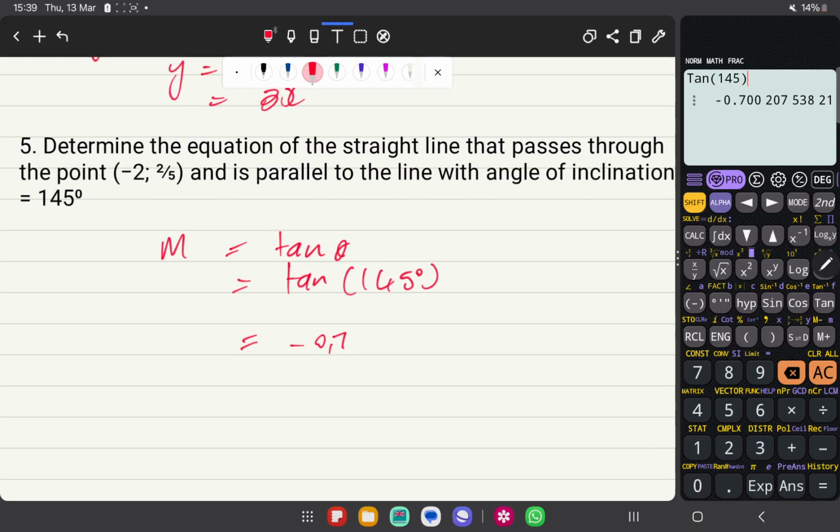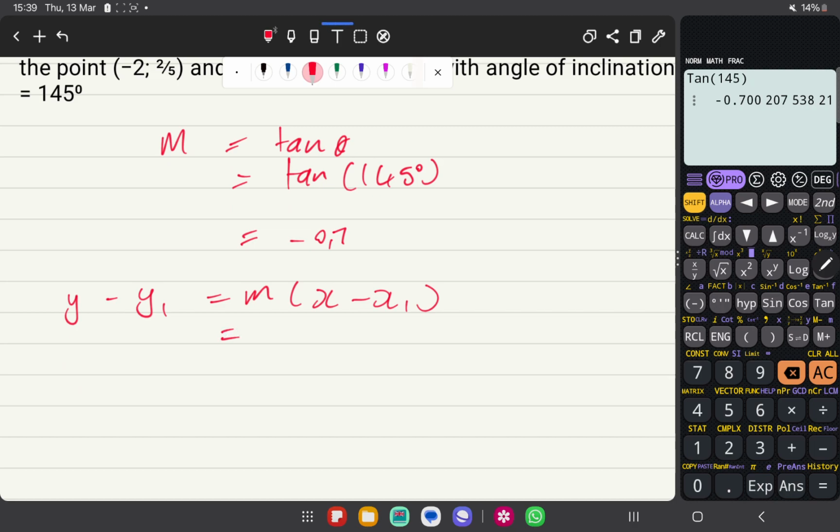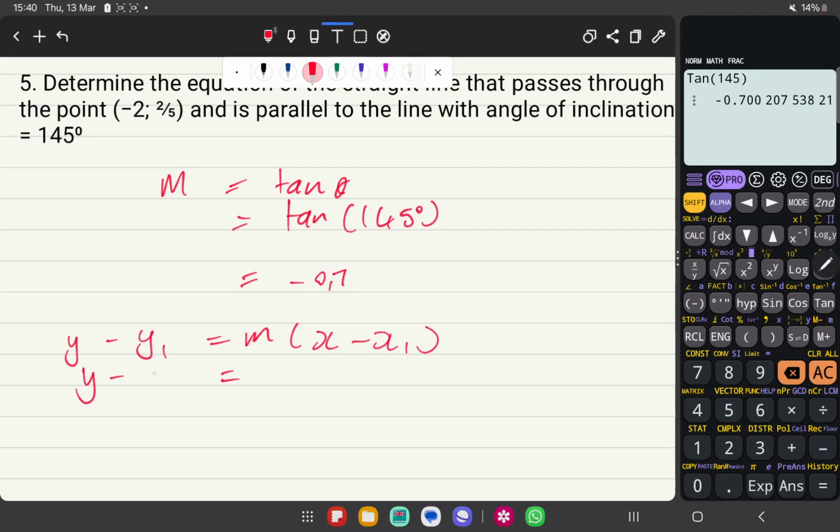Then we're going to do exactly the same thing. We're going to use exactly the same formula we used in the previous example. Please guys, try to make sure you remember the formula. The formula is very important. Try to remember it, don't forget it. So you have y minus 2/5. You have m, which is minus 0.7. You have this is minus 2.